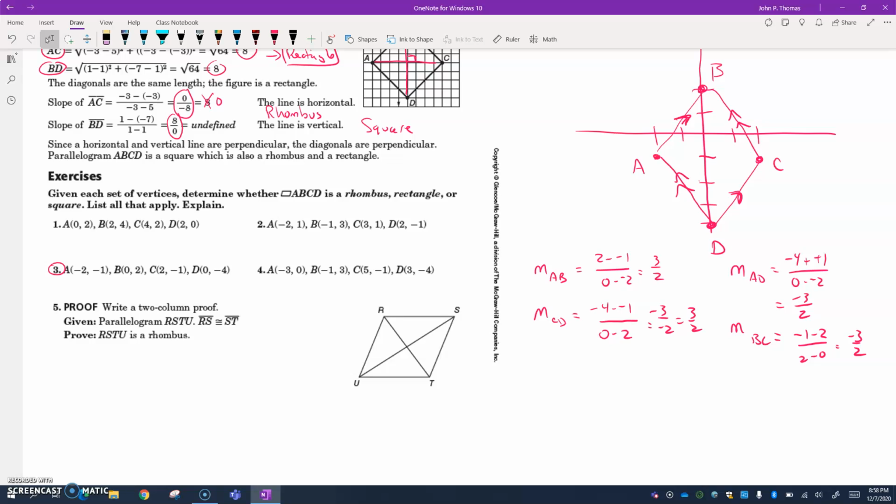Now I'm going to look at the slopes and see if they're opposite reciprocals. The slope of AB is 3/2. The slope of the consecutive side AD is -3/2. These are not opposite reciprocals.